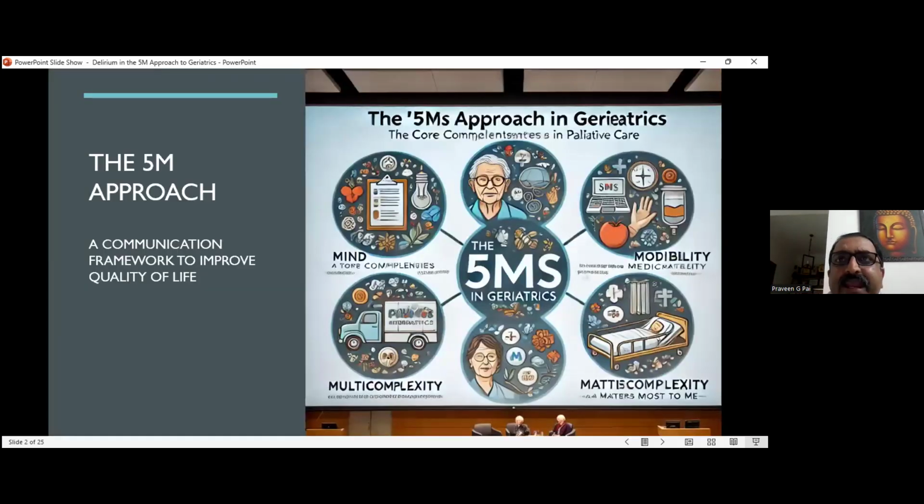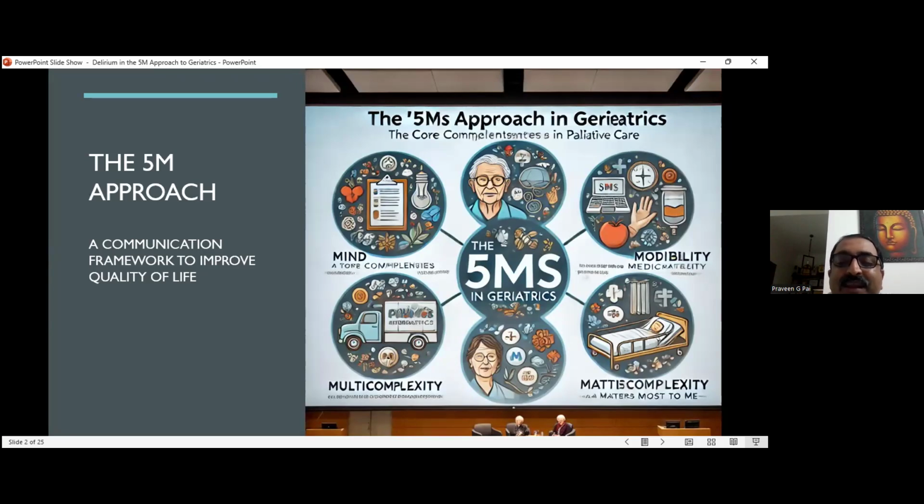Well, 5M again, it's not a very old concept. It's a reasonably new one. I think for the past 5 or 6 years, it has been discussed. It's basically how we communicate. It's a framework for communication, and there are 5 pillars. Sometimes it is 4M, where multi-morbidity or multi-complexity is not included, but definitely there is 5M or 4M.